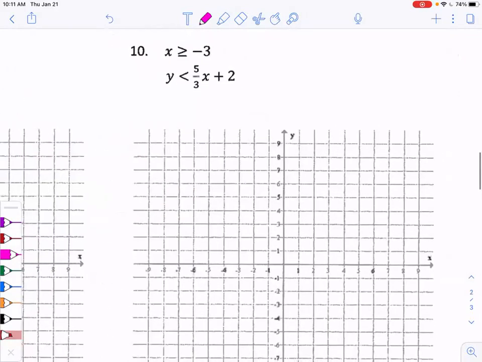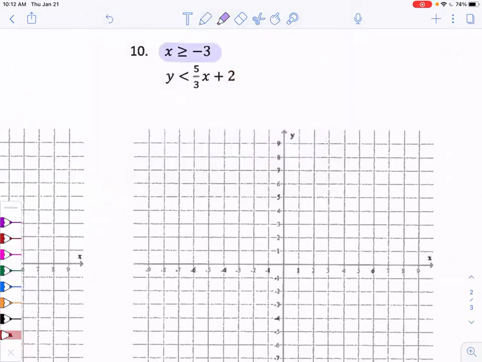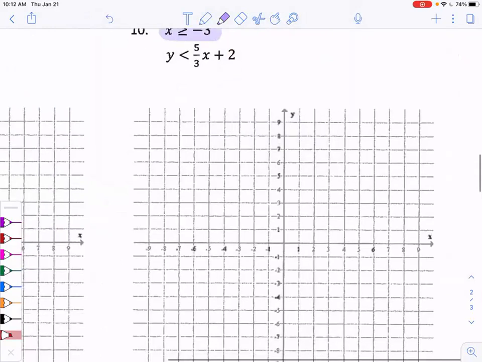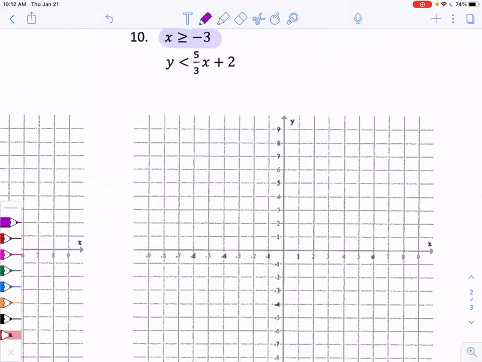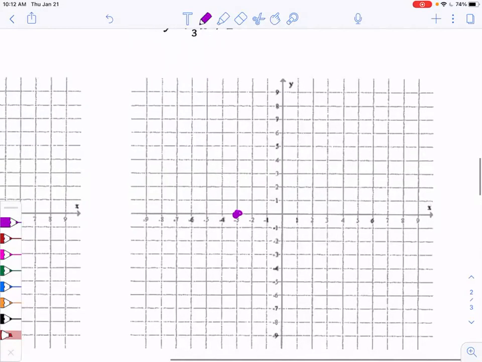Okay, number 10 here, we have x is greater than or equal to -3. What kind of line is this gonna be, Michael? Solid, and is it vertical or horizontal? Horizontal. So we put it on x is greater than -3. So at -3, you put a dot on the x-axis, and then it's going to be a solid line or dotted? Solid, good. So you draw your line down.